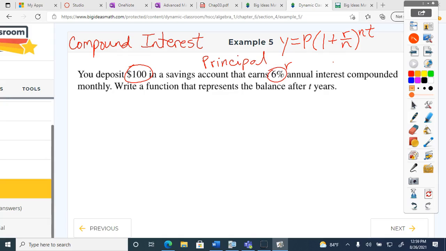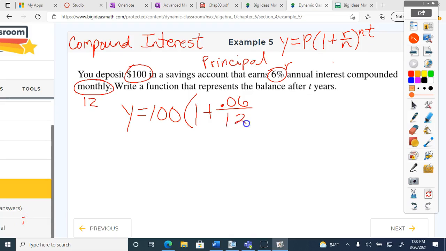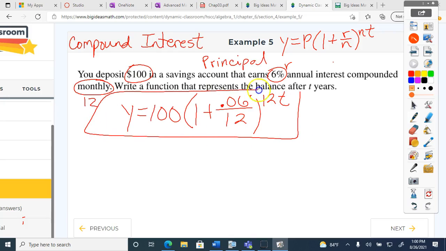And I'm compounding it monthly. That would be 12. After that, it's just plugging in. Y equals, what's P? 100. 100 times 1 plus, what's my R? 6%, which is 0.06, okay? Divided by N, which is 12, to the 12 times T power. Ta-da. Done. That's going to tell me how much I'll make depending on how many years I keep it in.